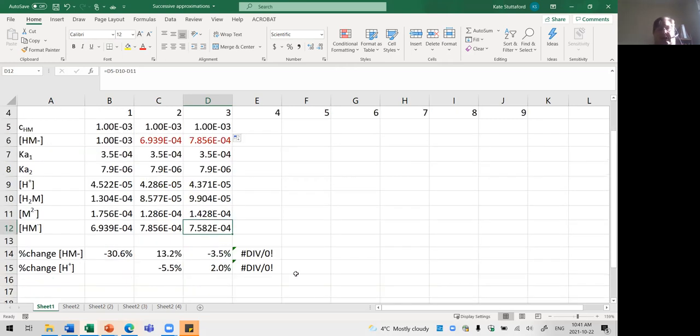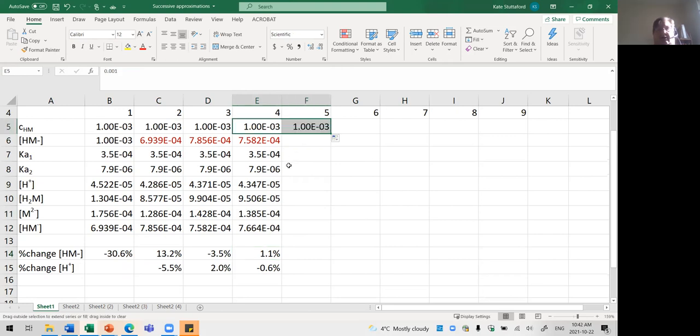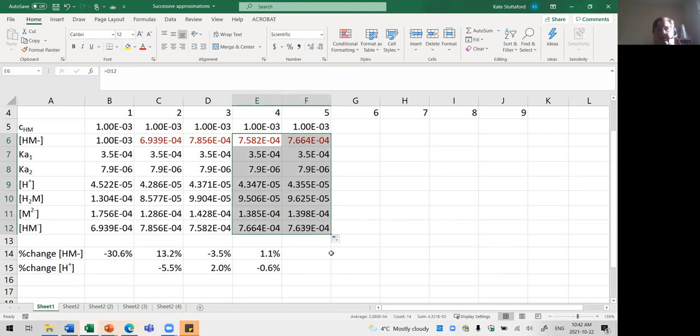And what we would do is we keep doing this until, as we do each iteration, we don't see much change in the concentration of HM. So if I copy this over again, why is that not copying over properly? There we go. Now we only have a 1% change. So we went from 7.85 to 7.58. I'm going to do that on its own now, just because it's being a nuisance. And if we do it again, now we're down to 0.3%.